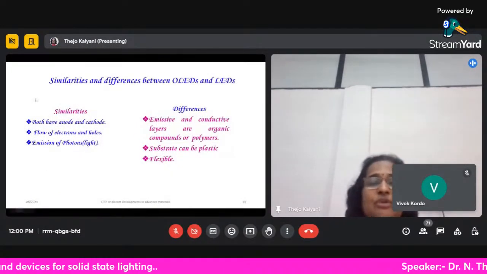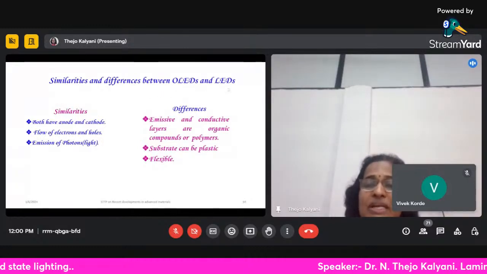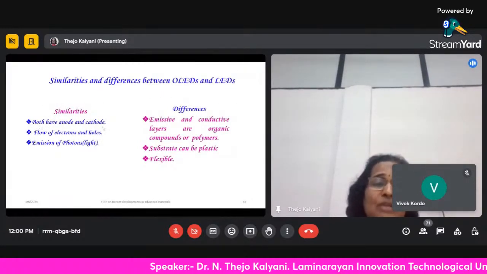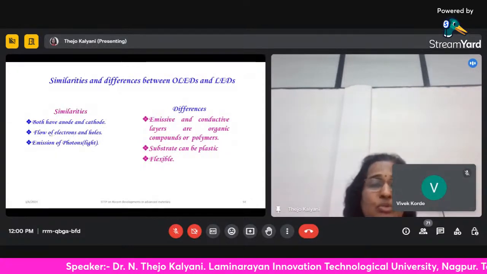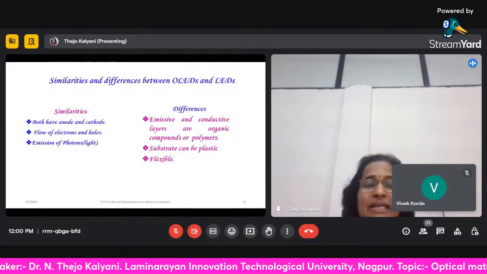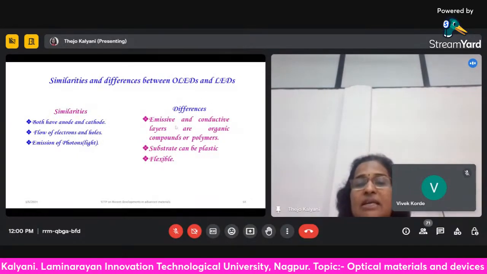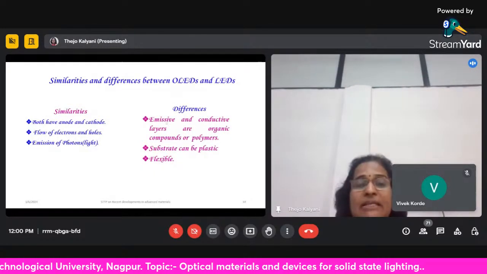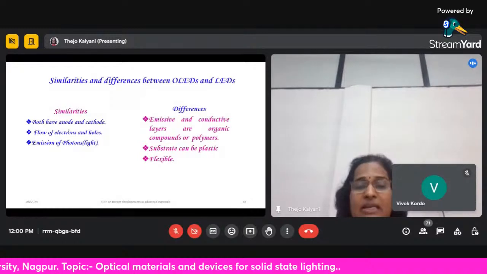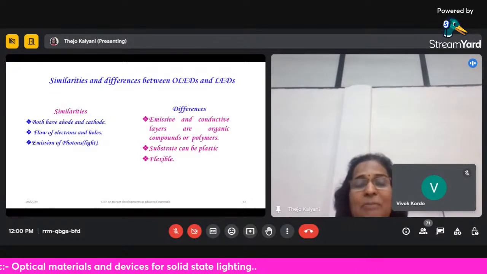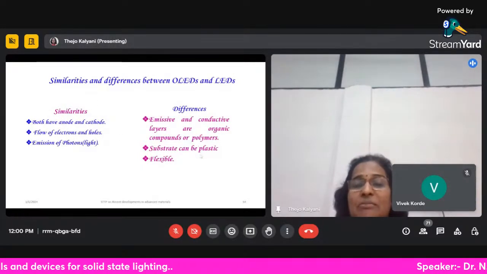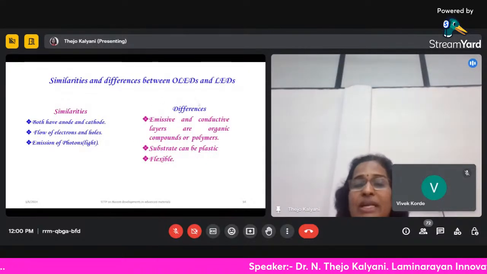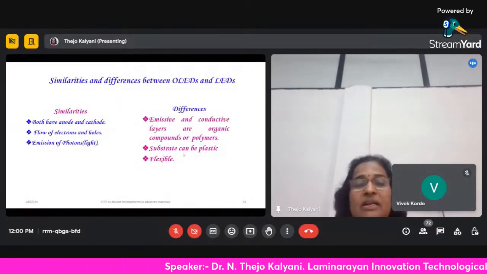So let us try to understand the differences between OLEDs and LEDs. The similarities are that both have an anode and cathode, and electrons and holes move toward the device, and the light is emitted. But the difference is that the emissive and conductive layers are made up of organic materials here, whereas here they are inorganic. Here the substrate cannot be plastic, and here the substrate can be plastic, and hence these OLEDs are going to be flexible devices.